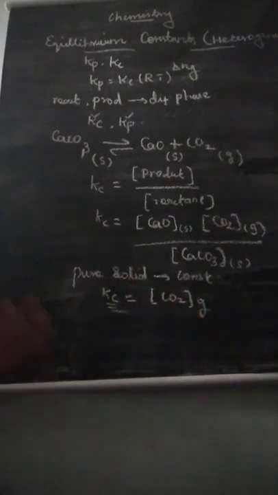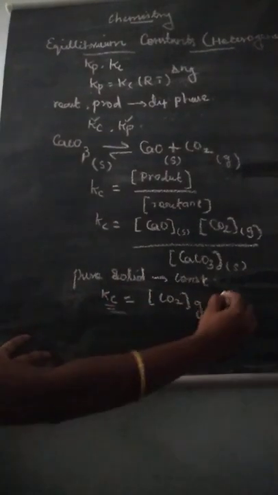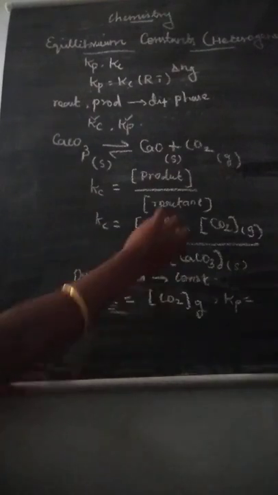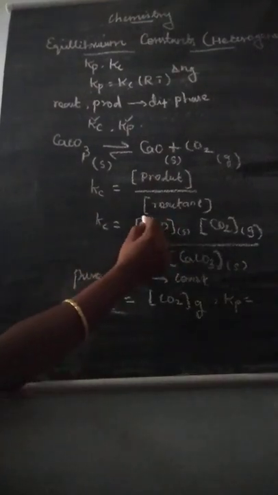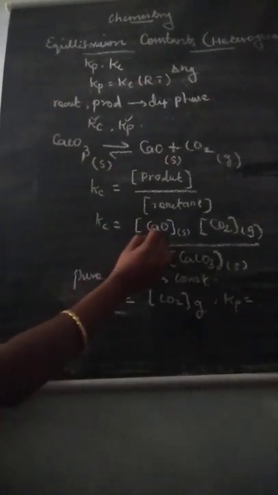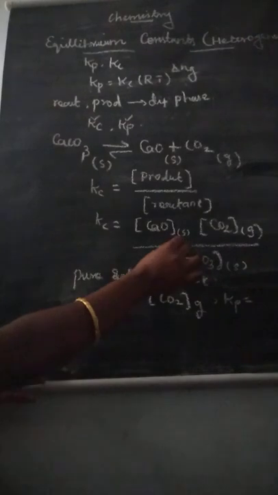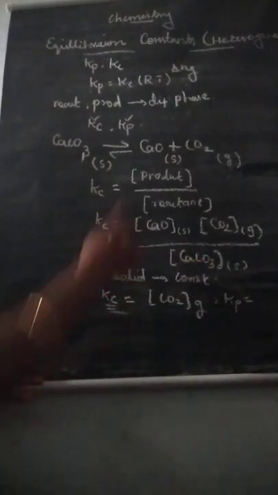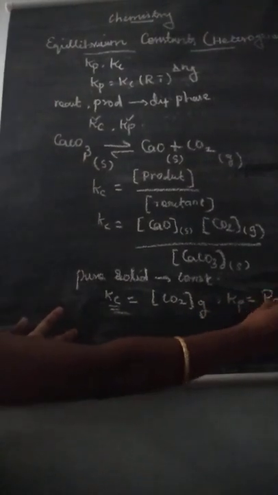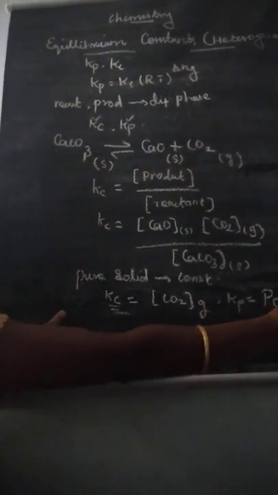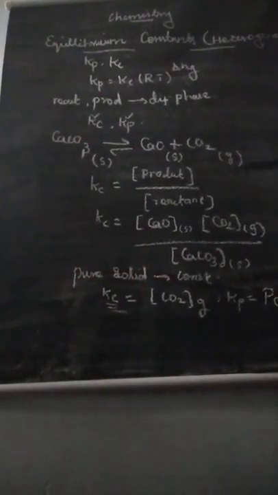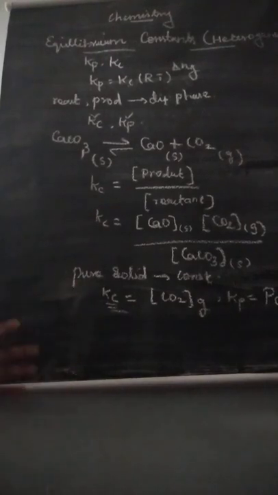Understand? Okay. Now in the same way you can write the answer for Kp. For Kp, first you write pressure. Instead of square brackets, you introduce the term P. So you can write pressure of calcium oxide, pressure of carbon dioxide, pressure of calcium carbonate. Since pure solid remains constant, directly you can write the formula: pressure of carbon dioxide gas. Understand?